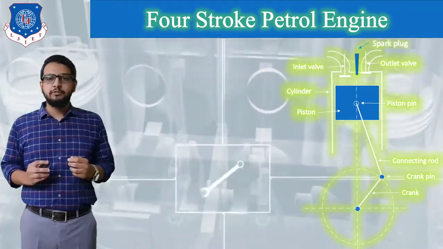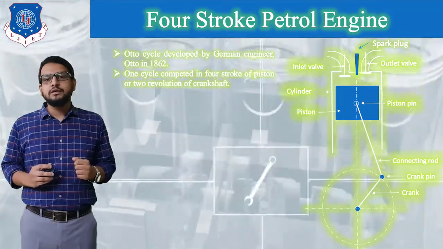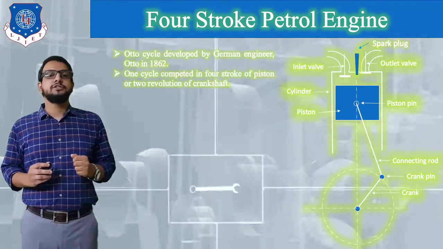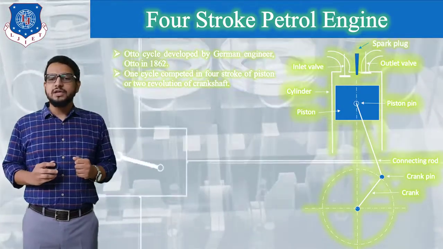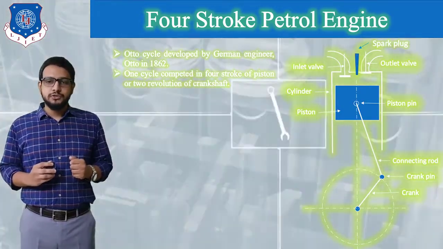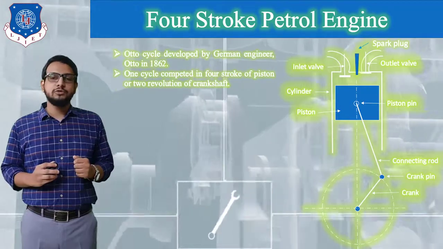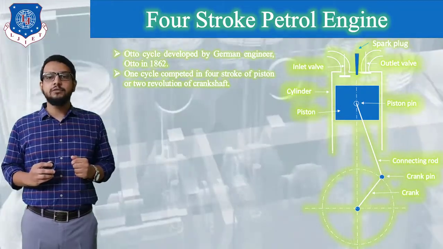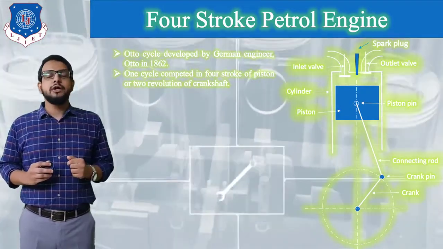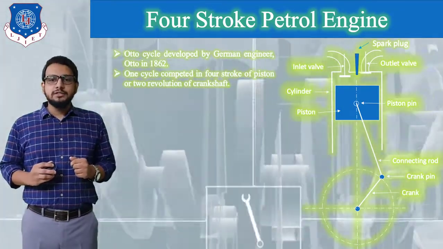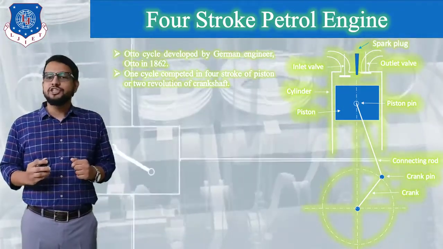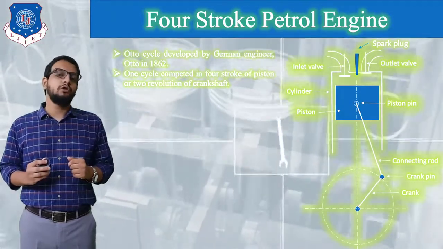So let's begin with our basic introduction. The Otto cycle was developed by the German engineer Nicolaus Otto in the year 1862. The Otto cycle consists of 4 strokes: the first stroke is the suction stroke, the second is the compression stroke, the third is the power stroke, and the fourth is the exhaust stroke. In these 4 strokes, the crankshaft performs 2 revolutions.